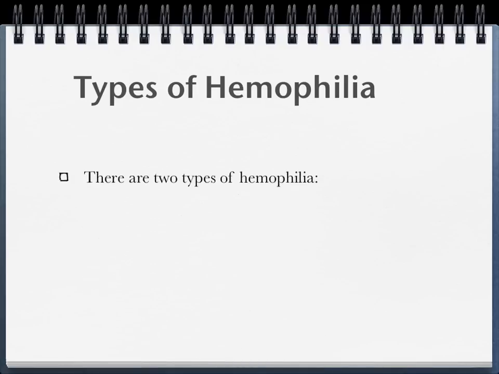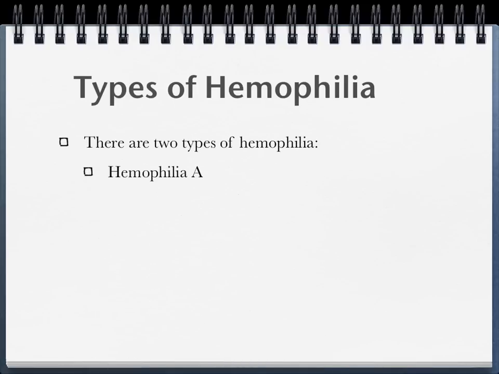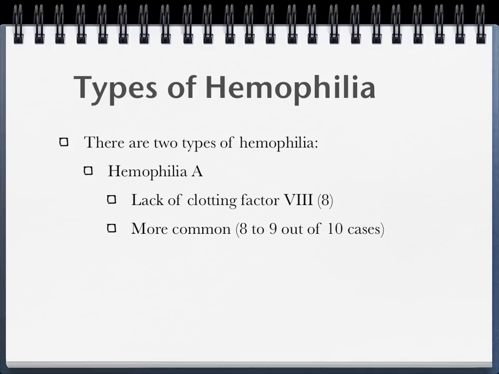Types of hemophilia. There are two types of hemophilia. Hemophilia A is caused by lack of clotting factor 8, and this is the more common of the two types. 8 to 9 out of every 10 cases of hemophilia are hemophilia A.